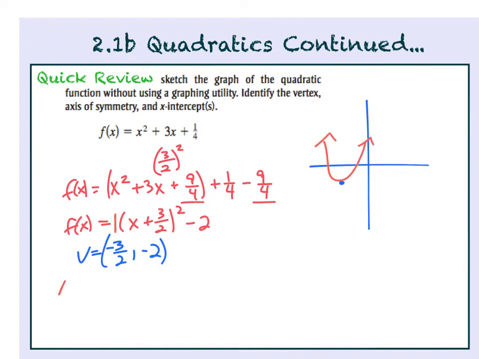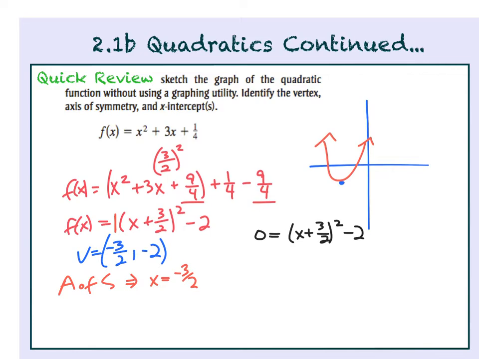And once I have that, I know my axis of symmetry pretty easy. So my axis of symmetry is x equals negative 3/2. All right, and the hard part about this one's actually going to be finding the x intercepts. So when we solve for x intercepts, we substitute in 0 for the y value. All right, and so when we begin to solve it, what do I need to do first?